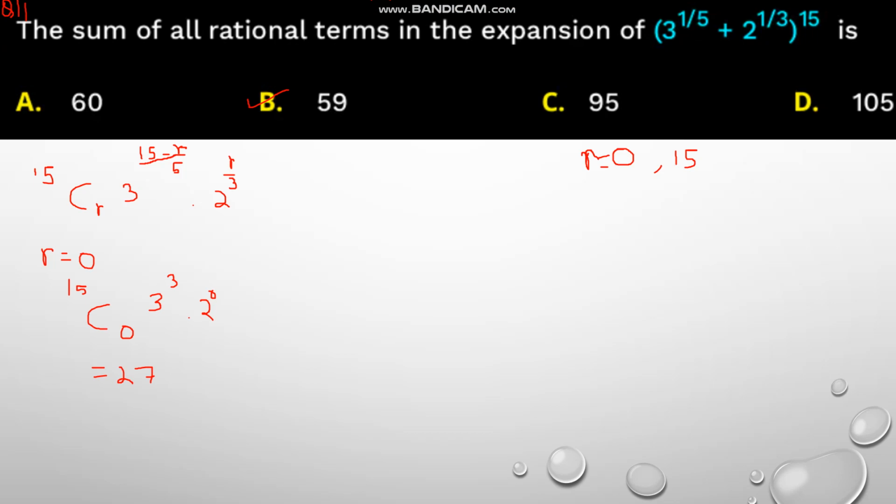Now for r equal to 15, 15 C 15 will be a term here. This part will be 3 to the power 0, and this part will be 2 to the power 5. So this is 1, this is 1, and 2 to the power 5 is 32. Adding 27 plus 32 is 59. We got our answer: 27 plus 32 equals 59. So this is our answer.